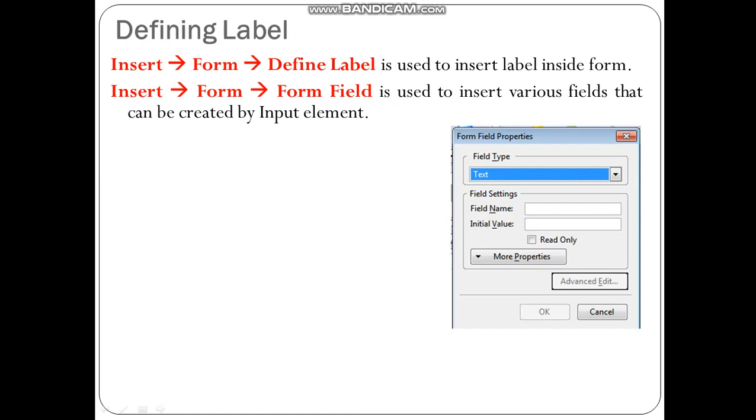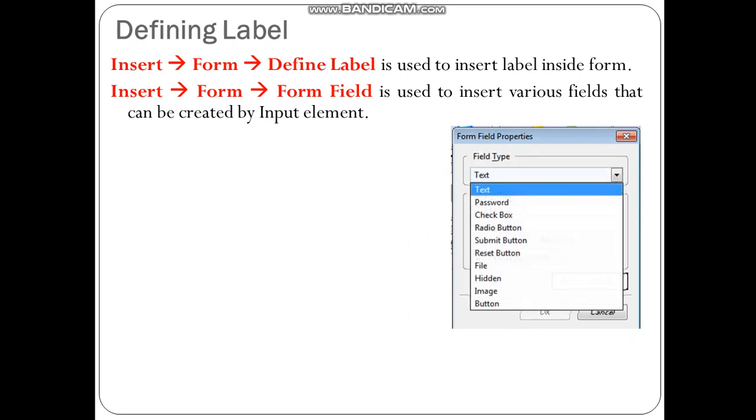Here the field type option is given. It means from here you can select any input element, either text box or radio button or password box, whatever you want. So when you click on that, it will display a drop down menu, and you can see all the options are available: text, password box, checkbox, radio button. All the options, all the input controls that we can create using input element.